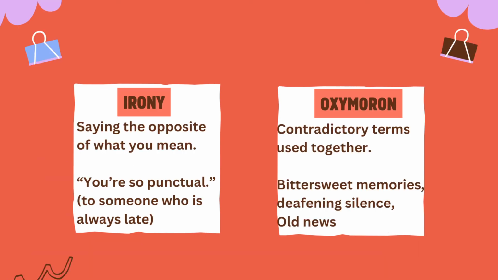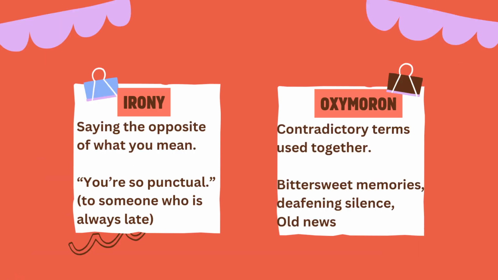Next up, we have irony. It's the use of words to express something other than and especially the opposite of the literal meaning. For example, saying, "You're so punctual" to someone who is always late. Then we have oxymoron. It's a figure of speech that combines two words with contradictory meanings to create a completely new meaning. For example, bittersweet memories, deafening silence, and old news.